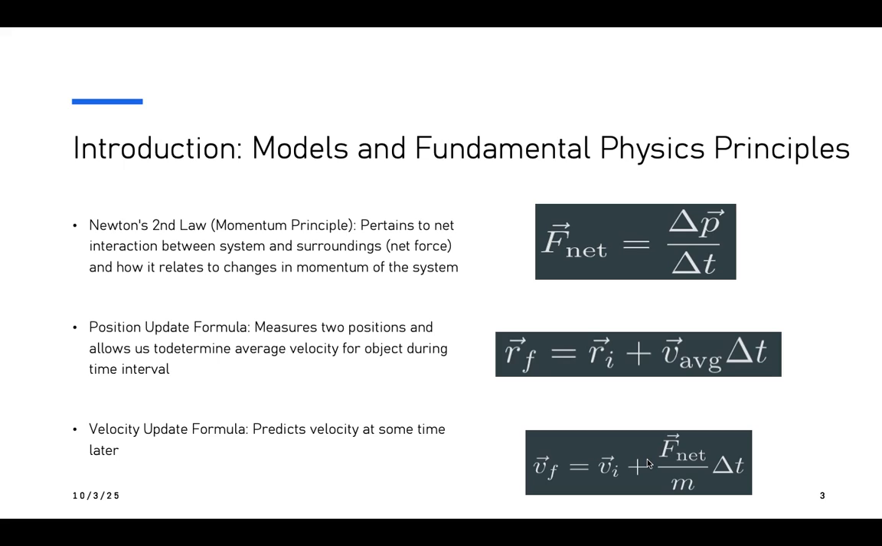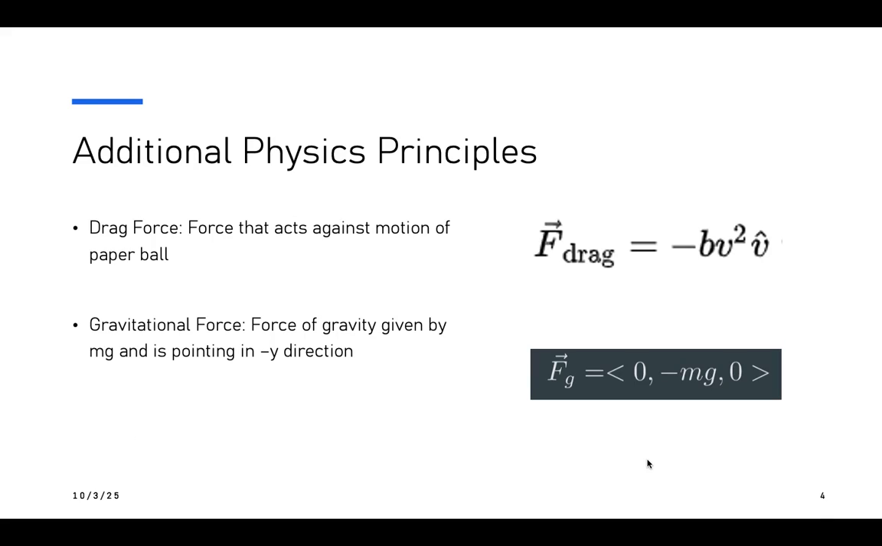The position update formula measures two positions and allows us to determine the average velocity for an object during a time interval. So the formula is position final equals position initial plus v average times delta t. The velocity update formula predicts the velocity at some time later. So v final equals v initial plus F net over mass times delta t.